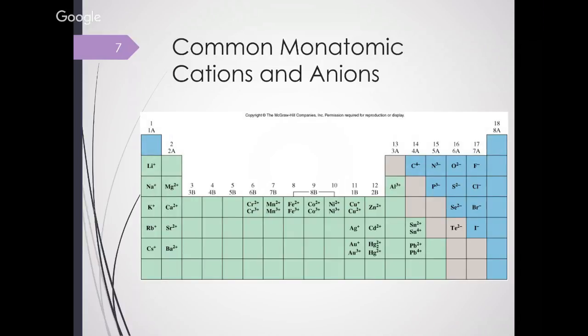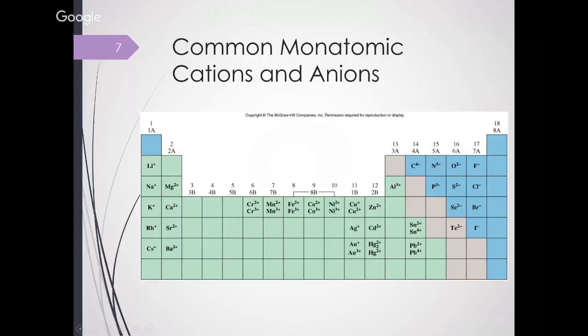So here's some common monoatomic cations and anions. And we've talked about this in class about looking at group numbers and how we can associate those with charges. So we know that metals like to give up electrons. And if you're a main group element, you're going to follow your group number. If I'm a group 1 metal, I become +1. If I'm a group 2 metal, I become +2. If I'm a group 3 metal, I become +3.